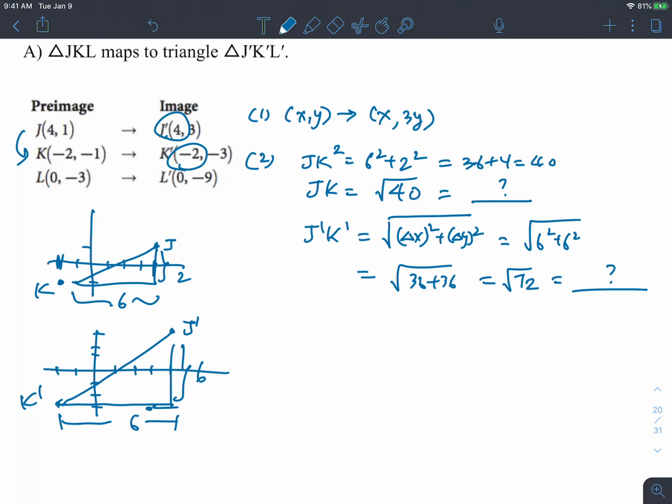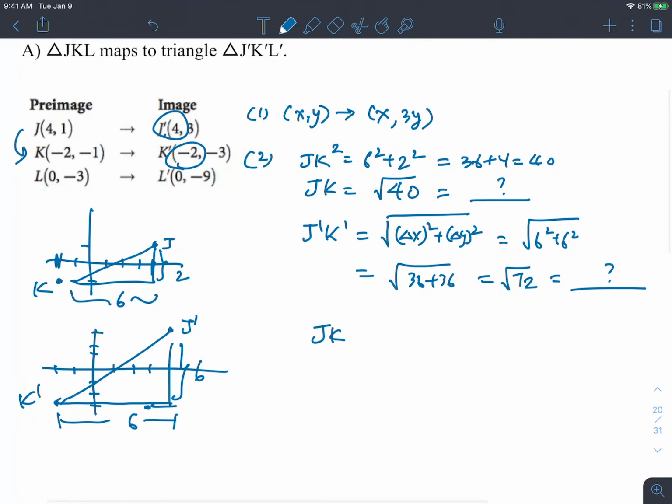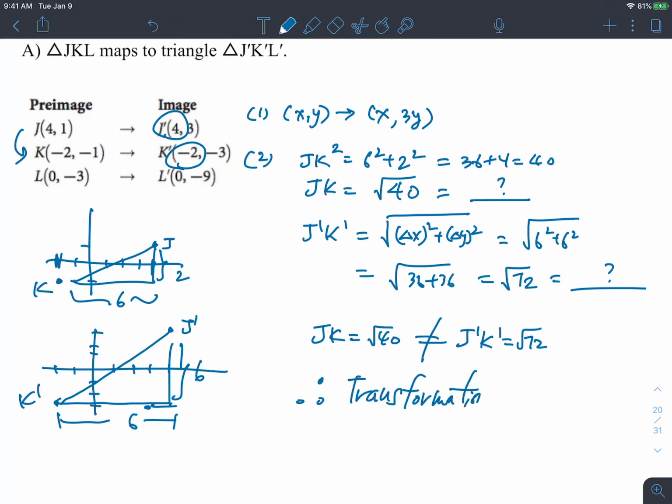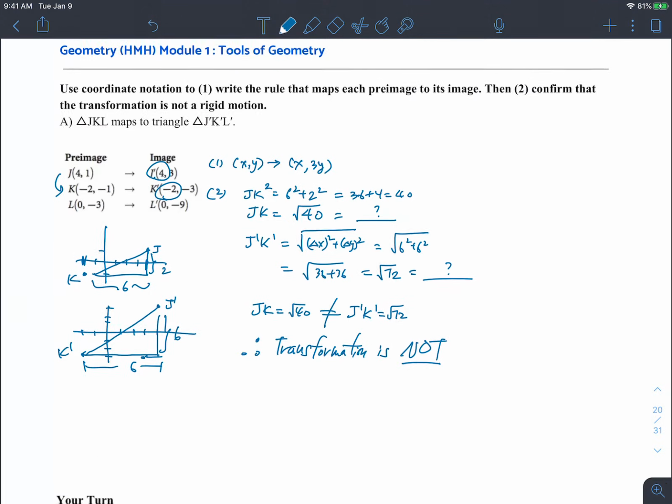Clearly, we could say JK, which is the square root of 40, and J prime K prime, which is root 72, clearly they're not equal to each other, right? Therefore, we could say the transformation is not rigid.